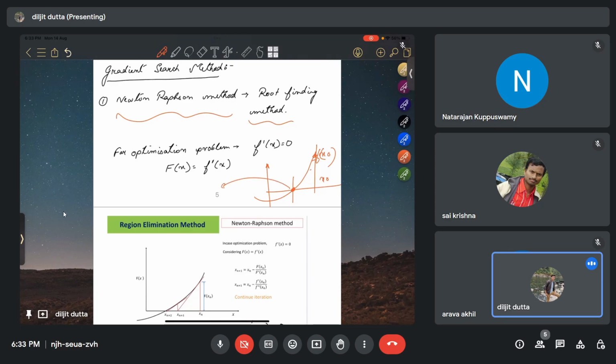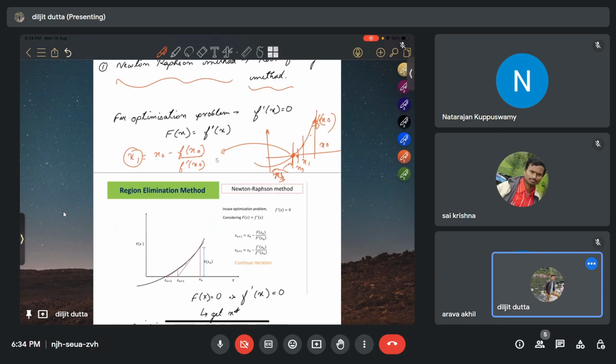How will we proceed? Suppose we take x naught, then we'll get x1. So x1 will be evaluated as x naught minus f of x naught by f dash of x naught. We'll do this iteration again and again. So we'll get x1 here, and if x1 is not the root, again we'll get x2, somewhere here, and finally we can get the root at x3. Suppose we are just taking 3 iterations only. So finally at x3 we'll get the root of the function.